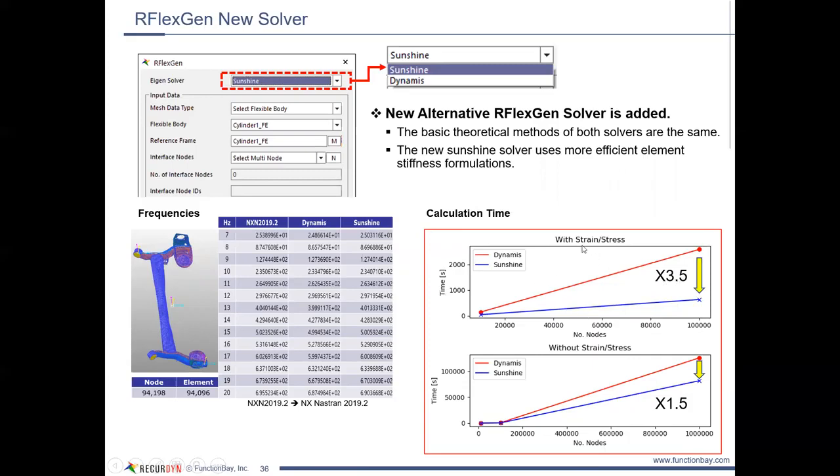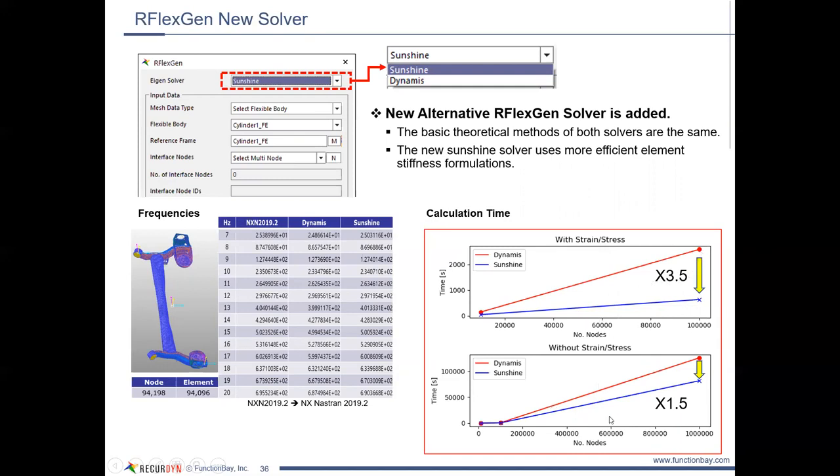So the first plot on the top here is showing different models, different numbers of nodes, up to 100,000 nodes. And this is doing the creation of the eigenvalues, eigenvectors, with generating the stress and strain modes. So that's an option that you have, and you need to do that if you want to do some kind of stress recovery. When you have that option turned on, it's actually a 3.5 times speed improvement.